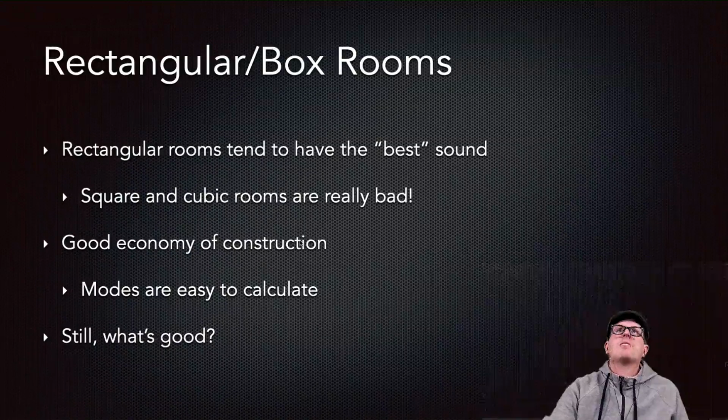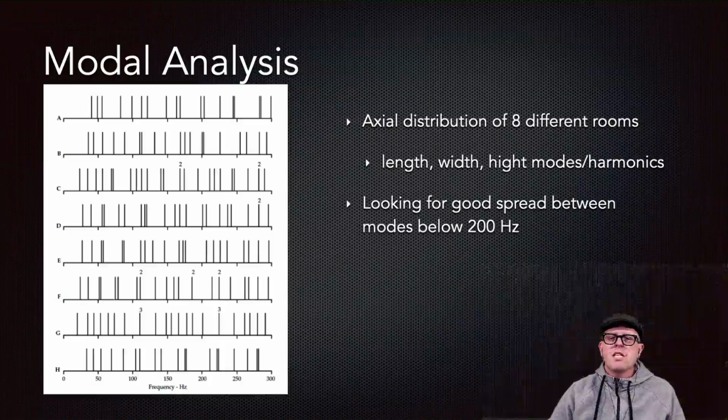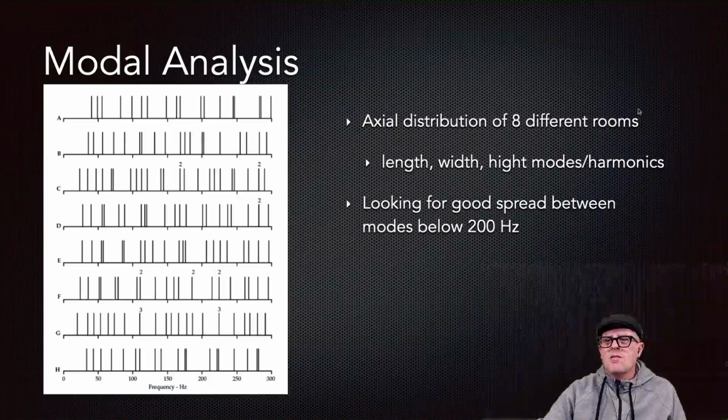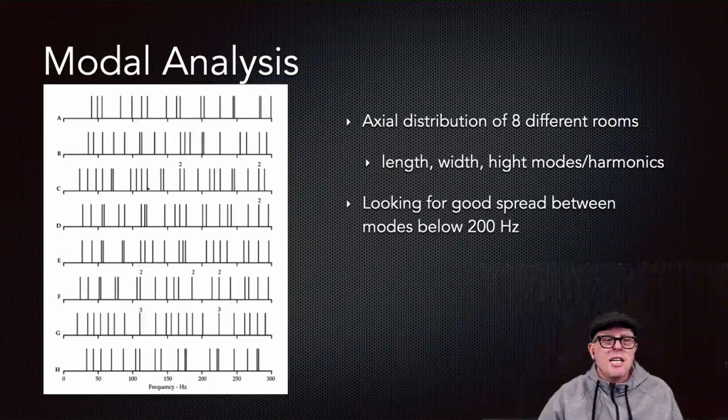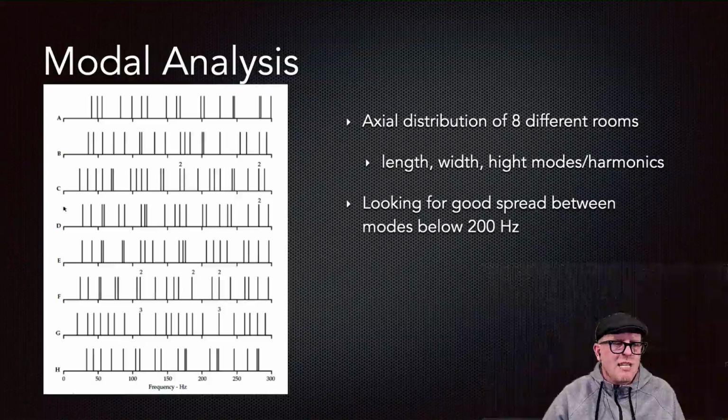So how do we figure out what's good? What we're going to do here is look at the axial distribution of 8 different rooms: the length, the width, and the height modes. All we're looking at is the axial modes. This is A, B, C, and D, and these are 8 different rooms.